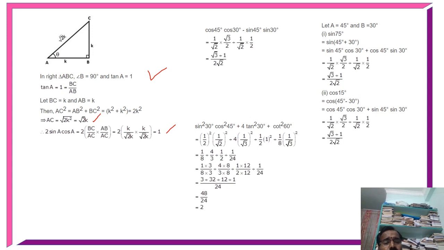2 sin A cos A is equal to 2 into BC by AC into AB by AC. 2 into k by root 2 k into k by root 2 k. Everything gets cancelled, we got 1.